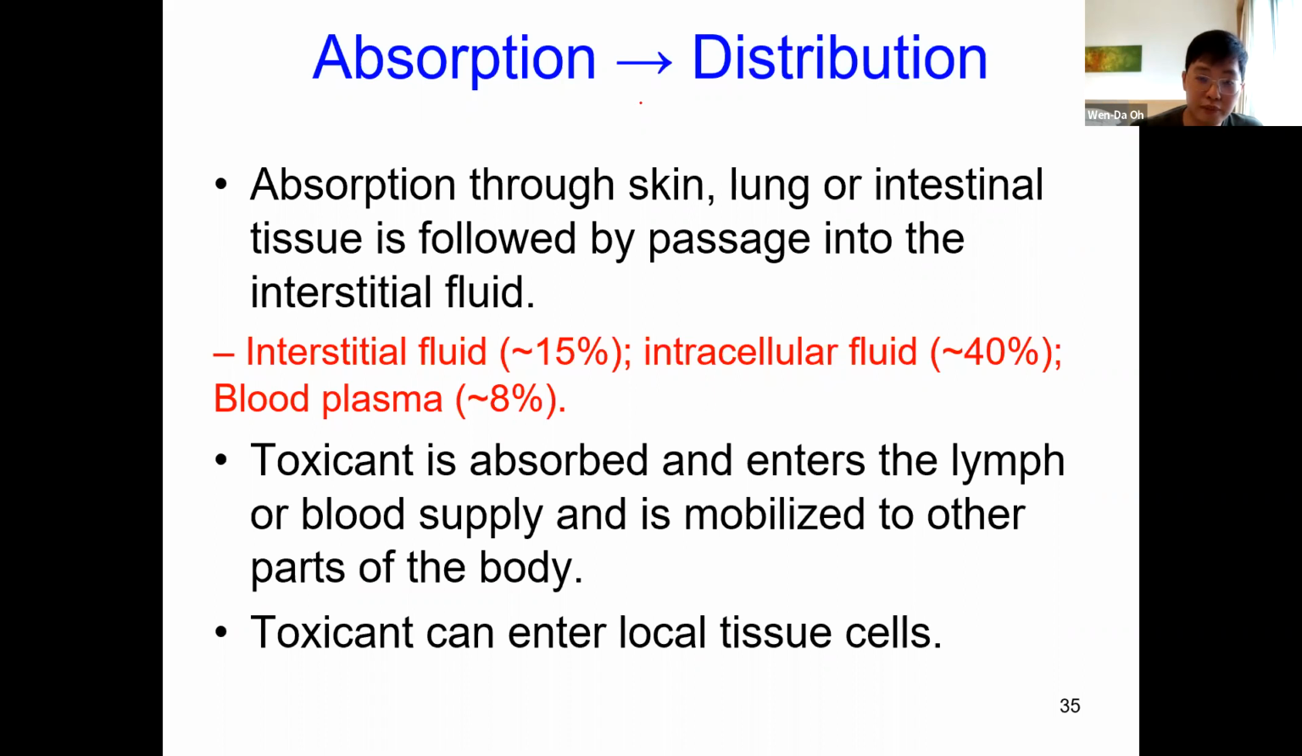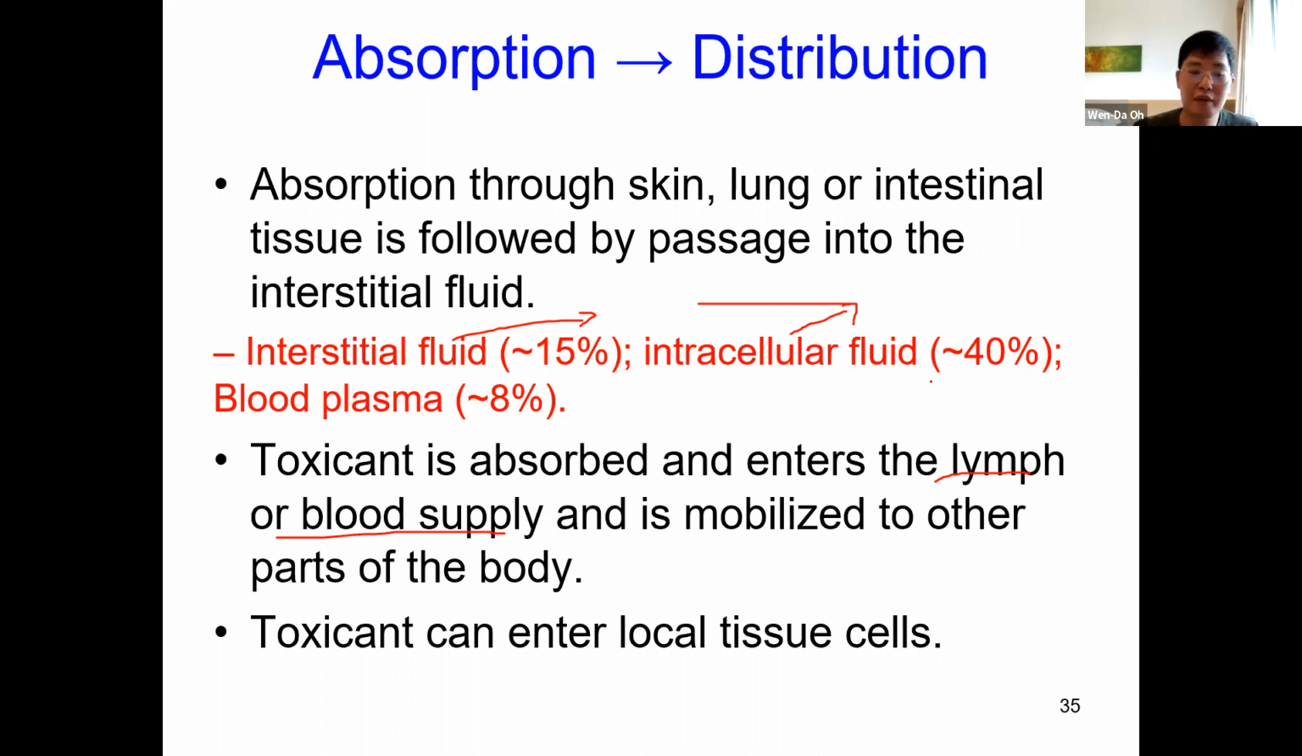the interstitial fluid, intracellular fluid, or blood plasma, right? Interstitial fluid means that you have fluid that is not in blood. You have a liquid that is not blood. Then we have intracellular fluid, whereby you have things like blood, right? And then we have blood plasma. So the toxicant is absorbed and enters the lymph or blood supply. Once it enters these two, it becomes mobilized. Mobilized means that it is able to go into other parts of the body.